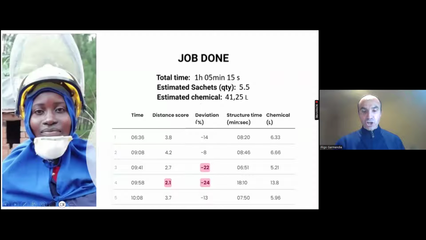The app also shows the job quantity done by the operator. In this case, the operator sprayed a real spraying time of 1 hour and 5 minutes, and it estimates that he consumed 5.5 insecticide sachets and 41 insecticide liters. It also shows how many houses he sprayed and detailed information about how every house was sprayed, line by line. When that house was sprayed, the exact time, the spraying quality distance score, the deviation, how much time he spent in every house really spraying, and how much liquid volume was spread.